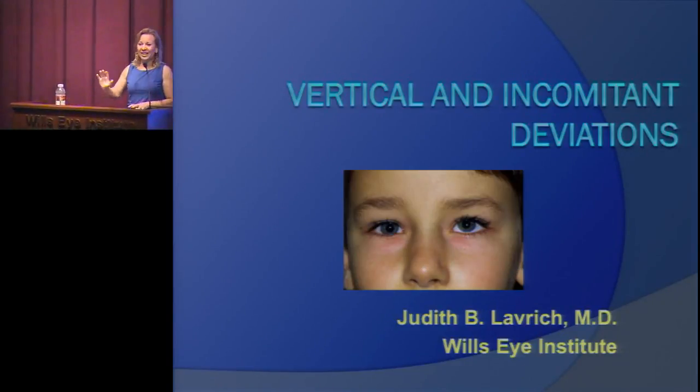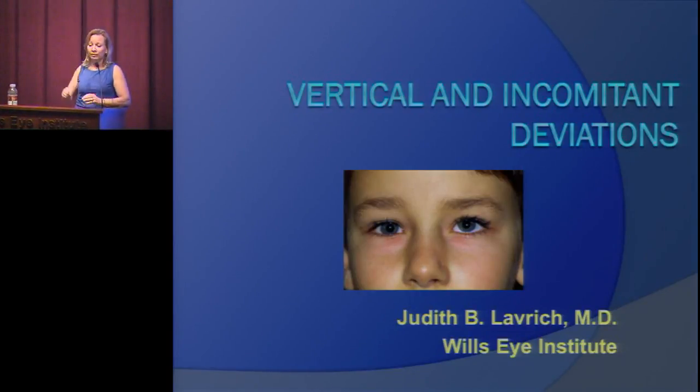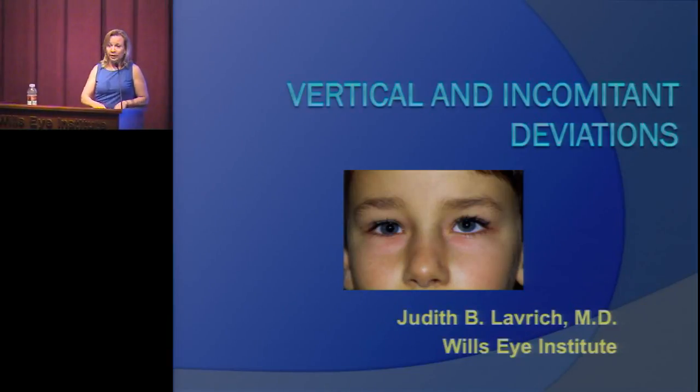All right. Well, you need this. This is a huge topic. Vertical incomitant deviations is what we're talking about today. And it's a huge topic, a wealth of information. I'll try to make it as interesting as I can. Some of it's a little dull, but the most important thing is this is a huge topic for boards. So I'm going to try to point out areas where I know they target for boards, because those are the areas you're going to definitely need to know about.